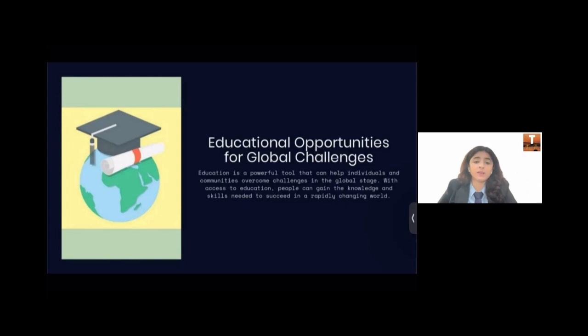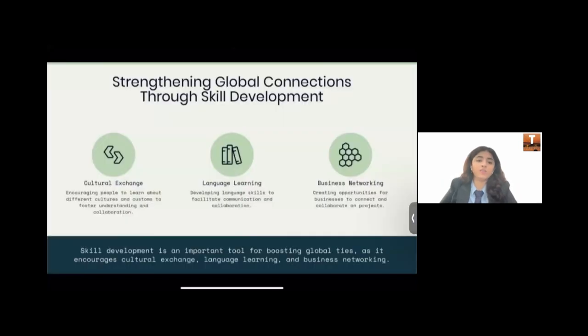Seventh and last would be ethical leadership. So by integrating ethics and leadership development into the educational curricula, individuals are empowered to make informed decisions, and they drive positive change in their communities and in the world. Now, strengthening global connections through skill development.